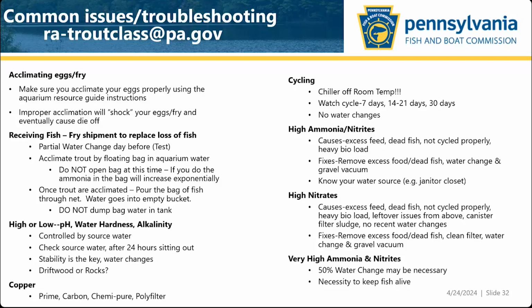If there are any problems, the Trout in the Classroom troubleshooting contact, the coordinator, is ra-troutclass@pa.gov. So that's going to be your contact. In addition to that, you can reach out to your TIC partners, and they might be able to help you out also.